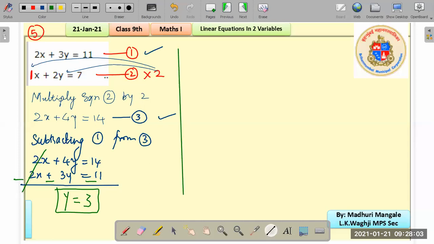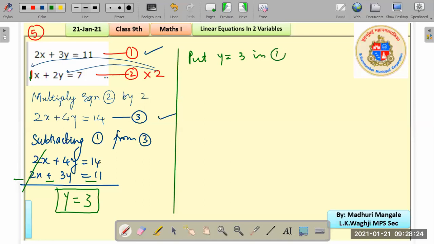Once we get y, we substitute it in any one of the equations. So let's say we work on equation 2, because here the coefficient of x is 1. You can use any equation. Let's say, what if we use first equation? So substituting, or put y equals 3 in equation 1.